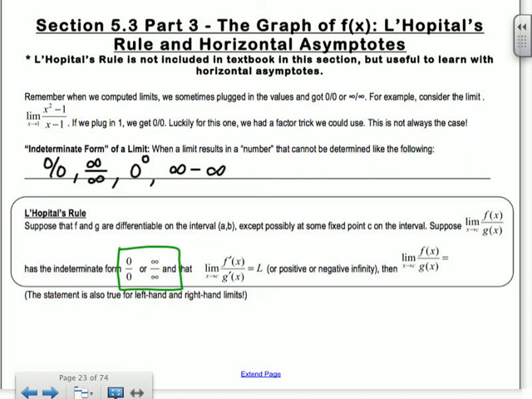And suppose that the limit as x goes to c of f prime of x over g prime of x equals some number L, so it exists. It's not 0 over 0 or infinity over infinity. Then the limit as x goes to c of f of x over g of x equals the limit as x goes to c of f prime of x over g prime of x, which we said was that L value. This statement is also true for right-hand limits and left-hand limits. So basically, you can just take the derivative of the top and the derivative of the bottom.